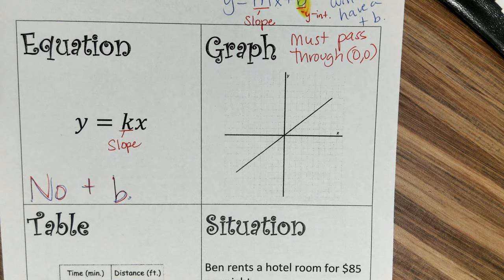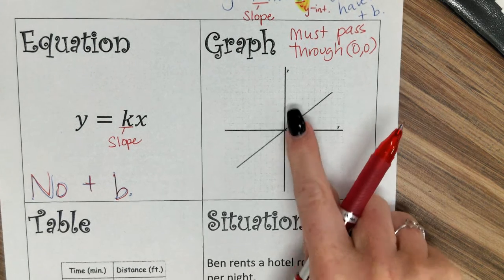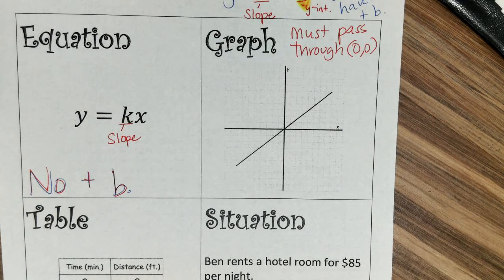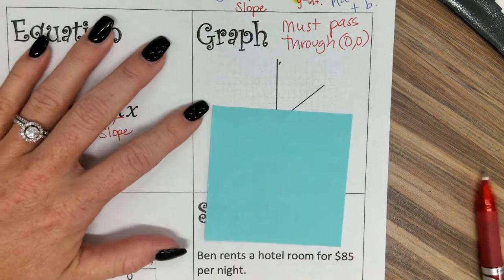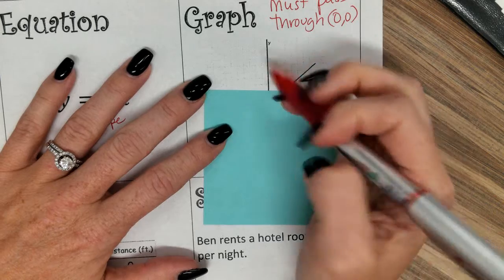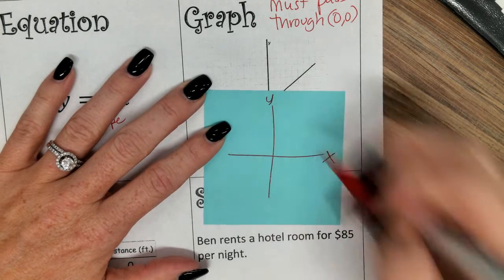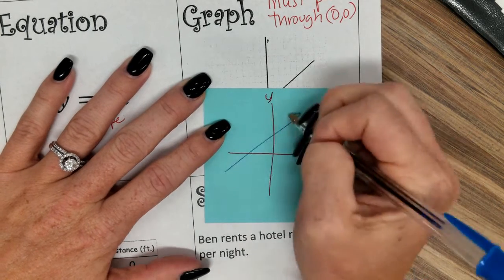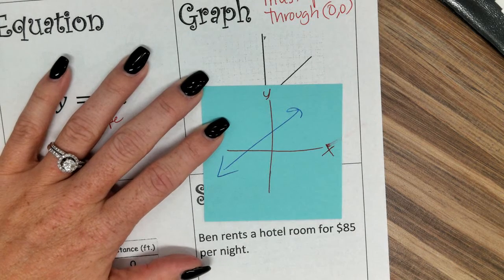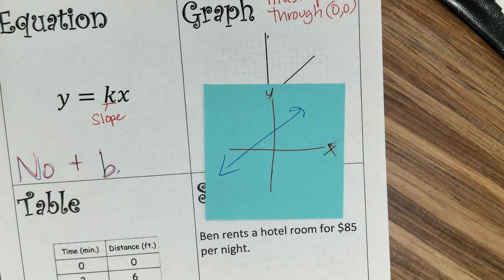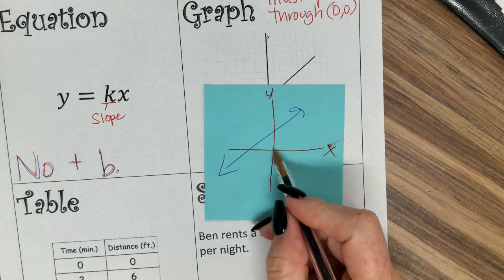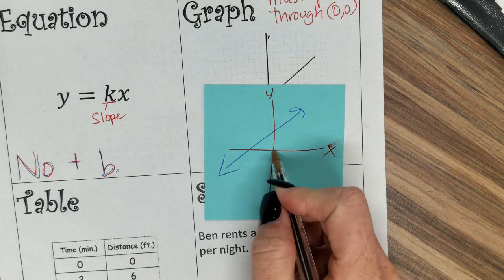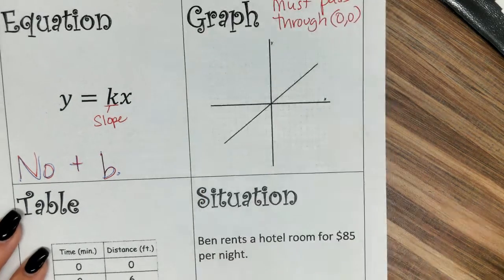To be a proportional graph, what must it be? Passing through 0. That's it. It better pass through 0. So I'm going to show y'all one. There's the x-axis, there's the y-axis. Would this be proportional? No. Because it's not passing through 0, which is right there, where the x and y-axis meet. Everybody good? Yes. Super easy.